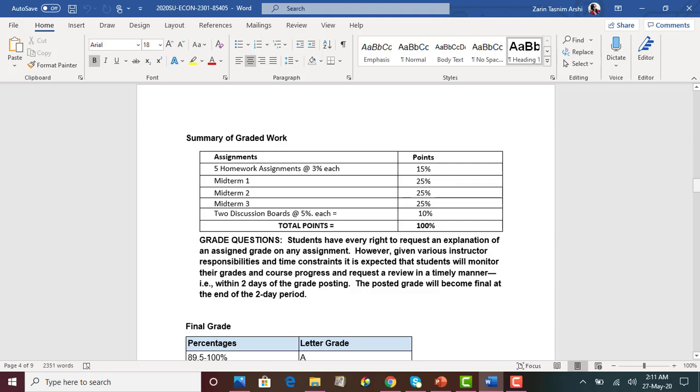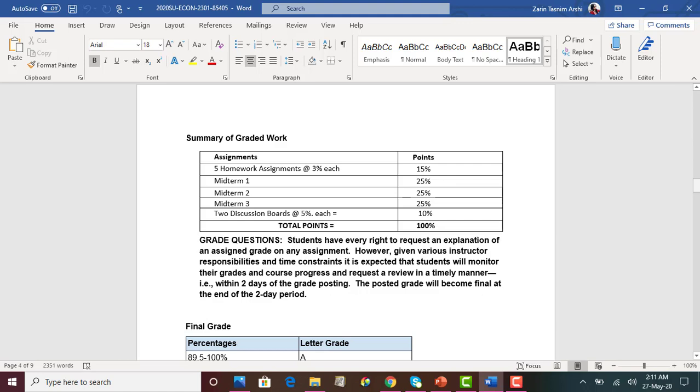That will help. Okay, then we have 3 exams: midterm 1, midterm 2, and midterm 3. Each of these exams is 25%, and none of these exams are cumulative. So the last exam, which is midterm 3, will only cover materials that we start after midterm 2. So that's a good thing, because none of the exams are cumulative or will include materials before the prior exam.